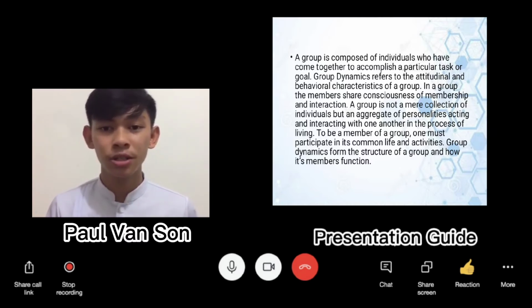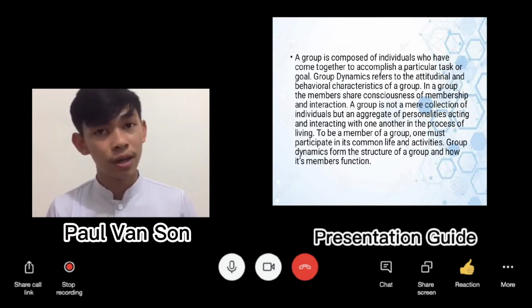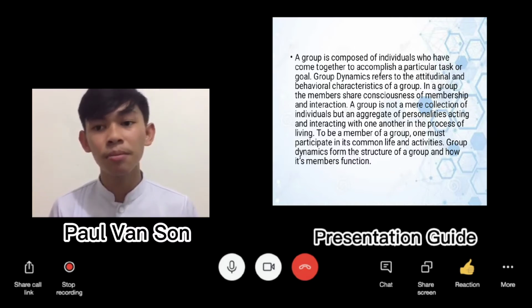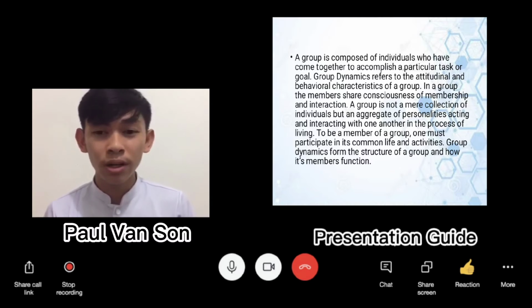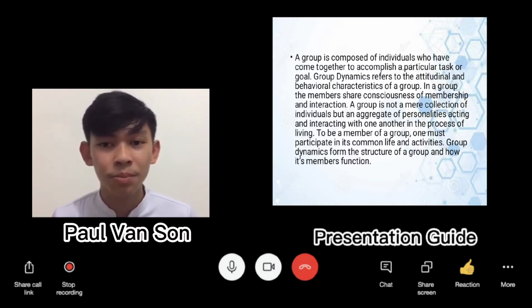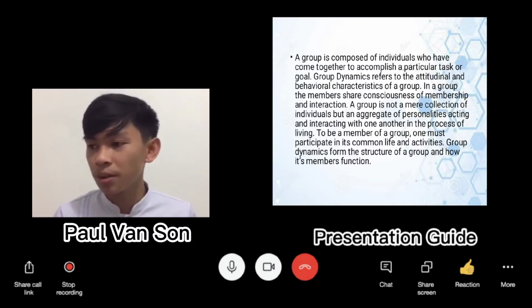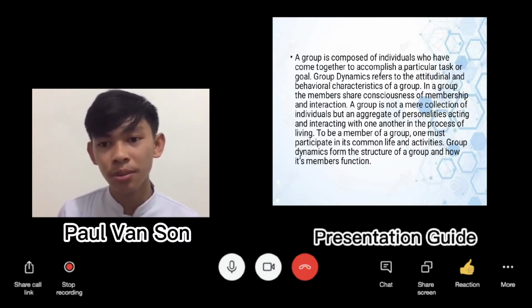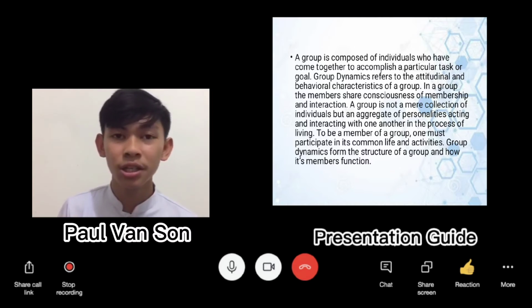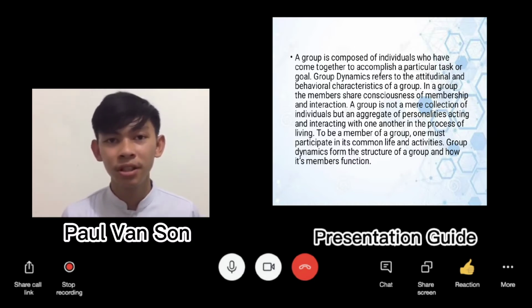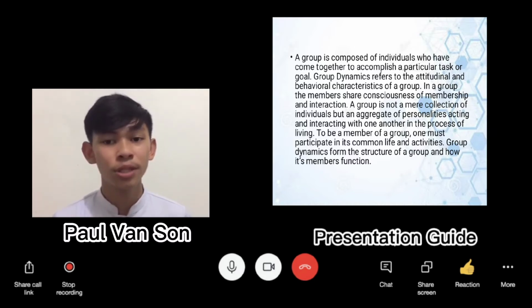A group is not a mere collection of individuals, but an aggregate of personalities such as skills, talents, and shared ideas from members, acting and interacting with one another in the process of living. To be a member of a group, one must participate in its common life and activities. Let's say in a group of dancers, one member is a singer and does not know how to dance. That singer cannot be called a dancer because he is a singer, so he belongs to a different group, a band. In a simple definition, group dynamics form the structure of a group.